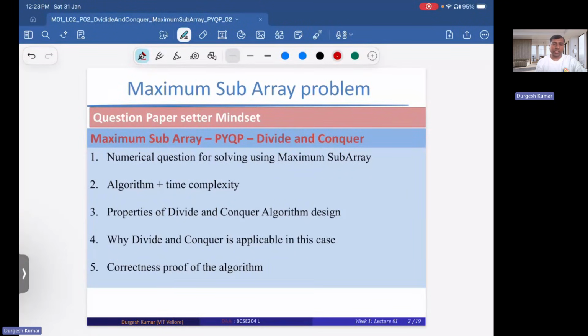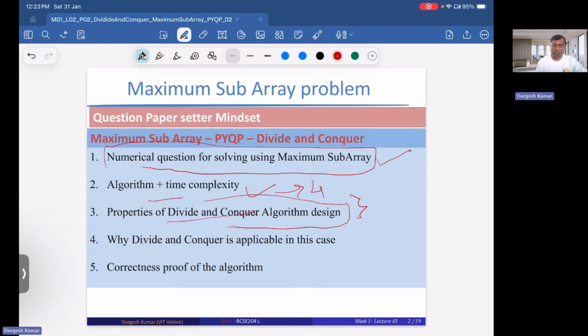Okay, so what are the variations that a question paper can ask? They may change the numerical problem. So if you are clear how to solve, you can solve this on any numerical problem. They will ask the algorithm plus time complexity, easy marks to score, 4 to 5 marks. They may ask the properties of algorithm, divide and conquer, algorithm design pattern, and why divide and conquer is applicable in this case. There is very little chance of the correctness proof of the algorithm, but they may ask for 2 marks or like that. Okay, to draw the rough sketch of the correctness proof.